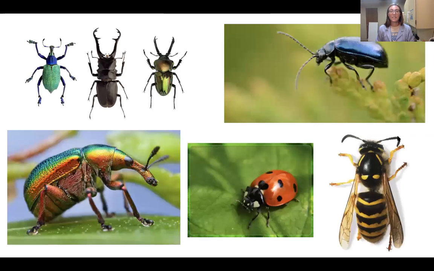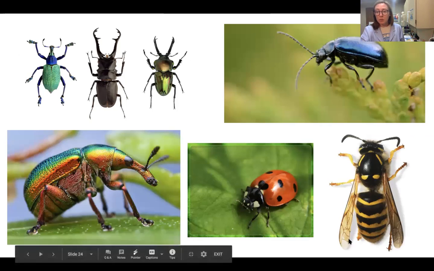Last group for us here today is our biggest group of any animal around. These guys make up like 90% of all animals, and they are insects. It's a little bit tricky to look at them and try and find our arthropod features because there's such variety within this group. Right, we've got these funky beetles, we've got a ladybug, we've got a bumblebee.